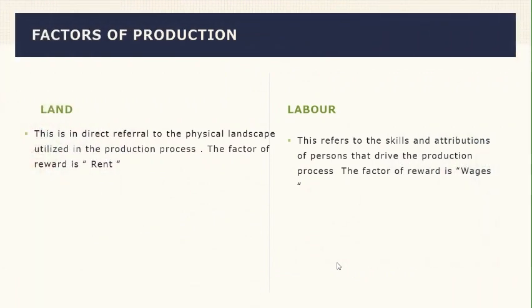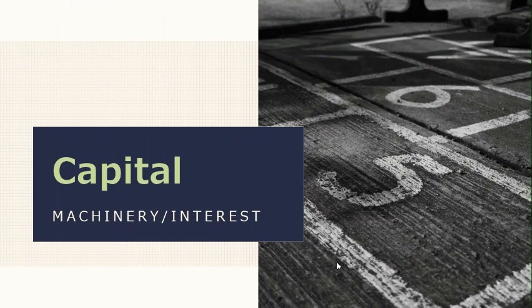So the three main factors of production include land, labor, and capital. Land refers to the physical landscape utilized in the production process. The factor reward for land is rent. Labor refers to the skills and attributes of persons that drive the production process. The factor reward for labor is wages. Then we have capital. Capital refers to machinery or things that the business owns, and the factor reward for capital is interest. And guys, this is a very short video.